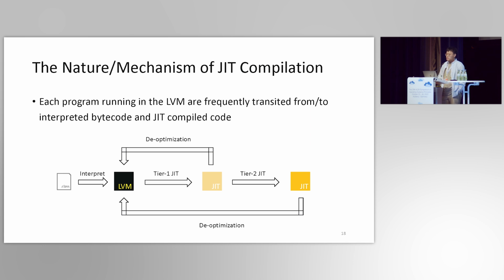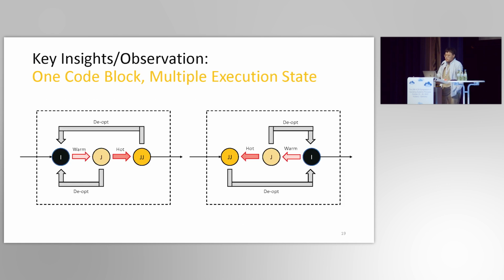Actually, our work is based on the mechanism of JIT compilation: each program running in the VM often transits between interpreted bytecode and JIT-compiled code. And this tells us that a single code block can have multiple execution states. You can start by interpretation, then be JIT-compiled by the first tier, then JIT-compiled by the second tier. And at any time, you can be de-optimized to interpretation and exit. But the next time, you may start from being JIT-compiled by the second tier and experience a totally different transition process. These two transitions are different.